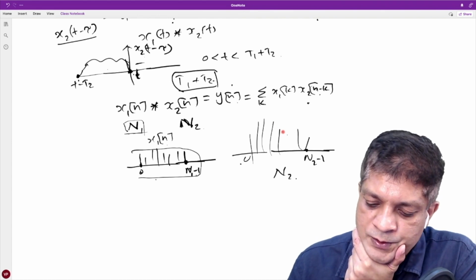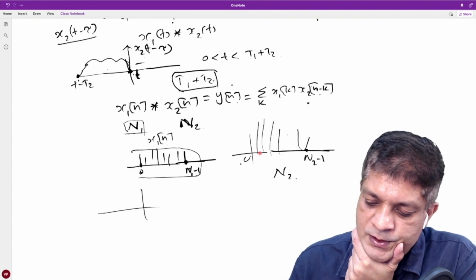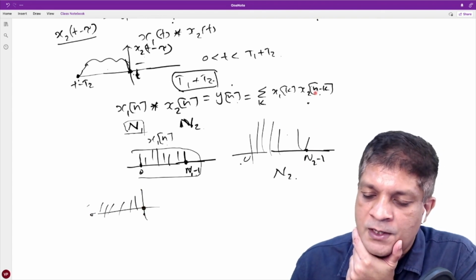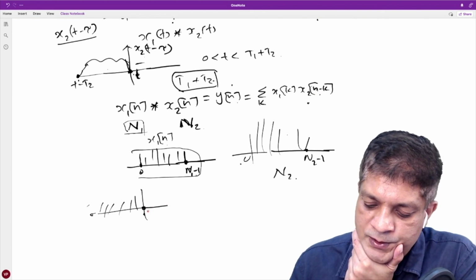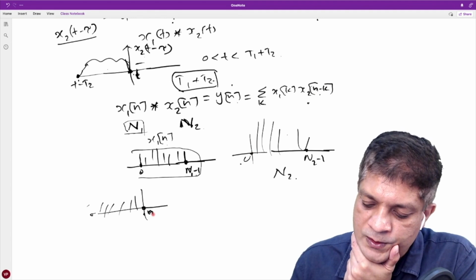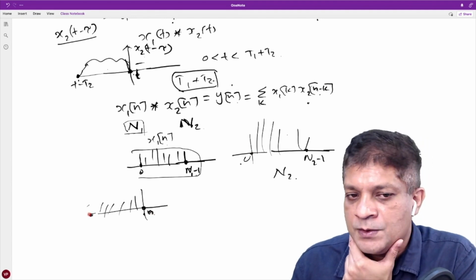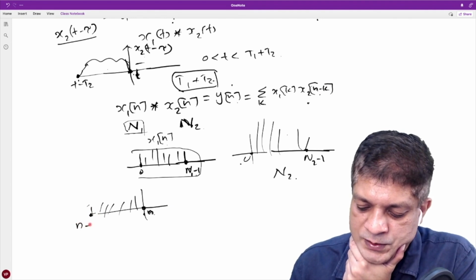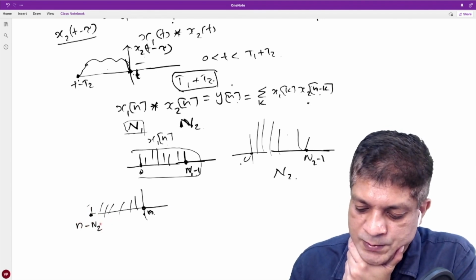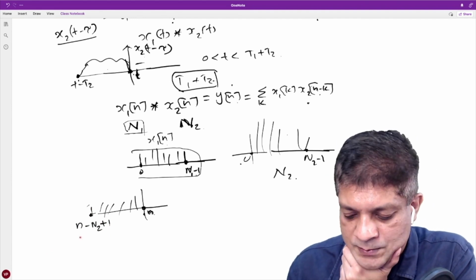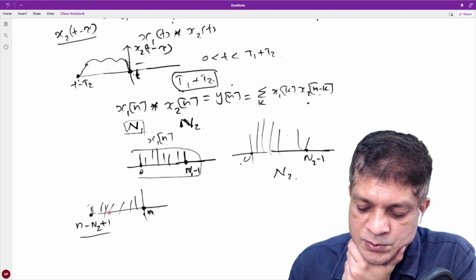So if we flip this signal and delay by n, this 0 will move to n. And what about this other point? It moves to n minus n2 plus 1. So it is non-zero in this interval.